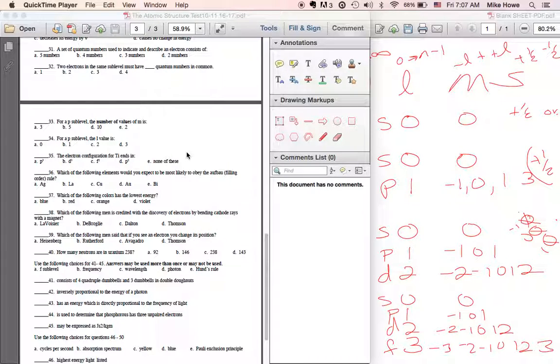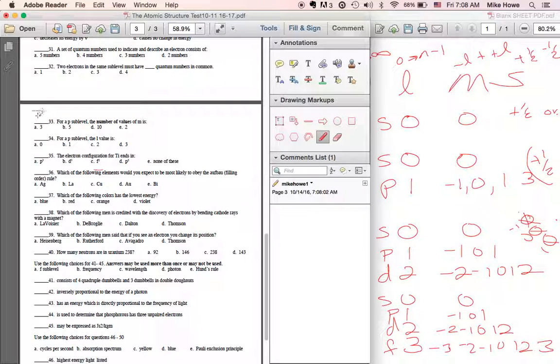So here we go with questions 33 to the end. Question 33 says, for a p sublevel, the number of values of m. If you look over here at any of these p sublevels, how many values of m are there? -1, 0, and 1. So there would be 3 values of m. So the answer is A. For a p sublevel, the L value is 1, so that would be B.